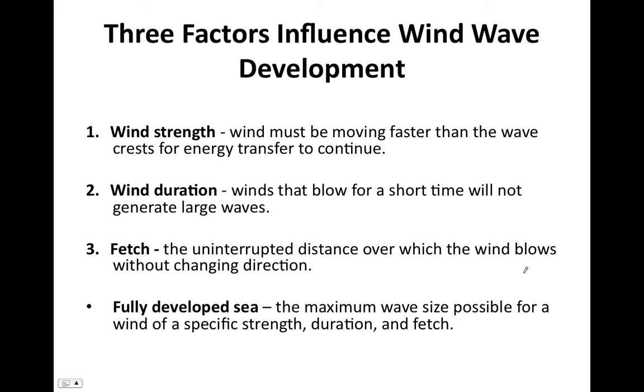And so these three factors determine what size of waves can develop. And sailors often take these three conditions into consideration when determining the maritime forecast. If you ever listen to the radio and you get the maritime forecast, the wave size is usually predicted given the wind strength, how fast the wind is blowing, the wind duration, how long it's blowing at that speed, and the fetch.